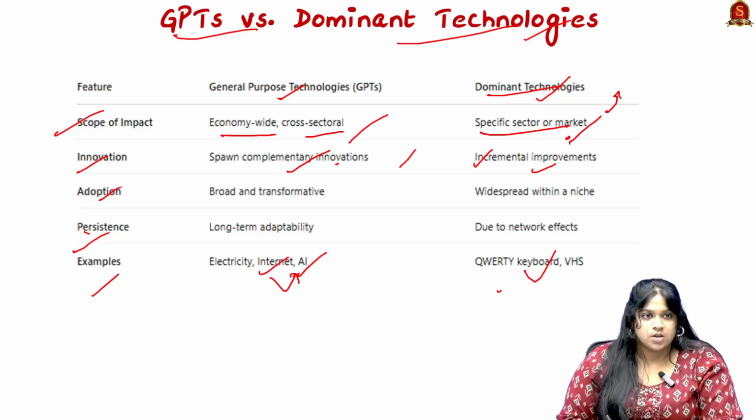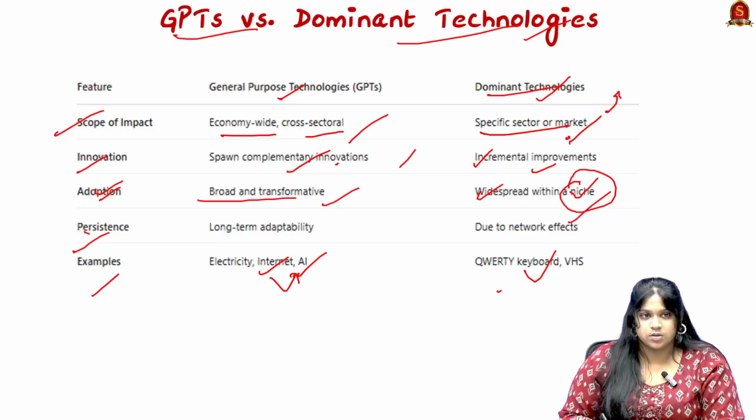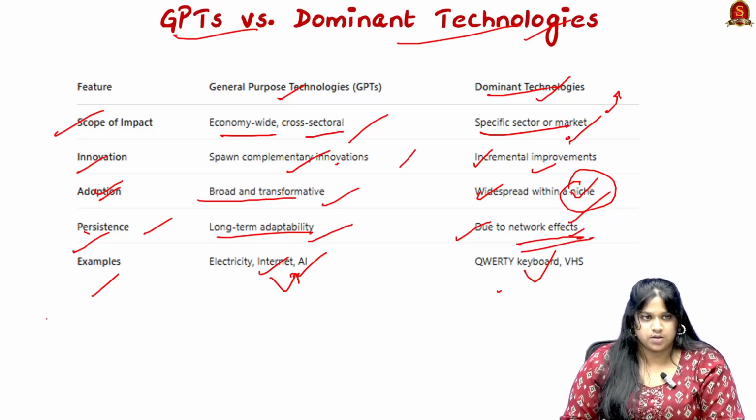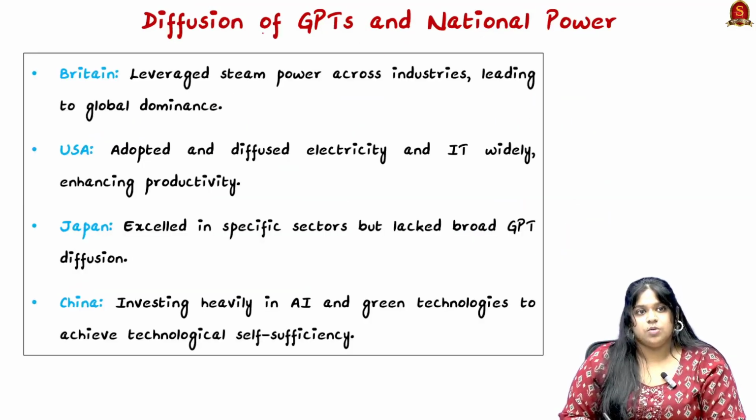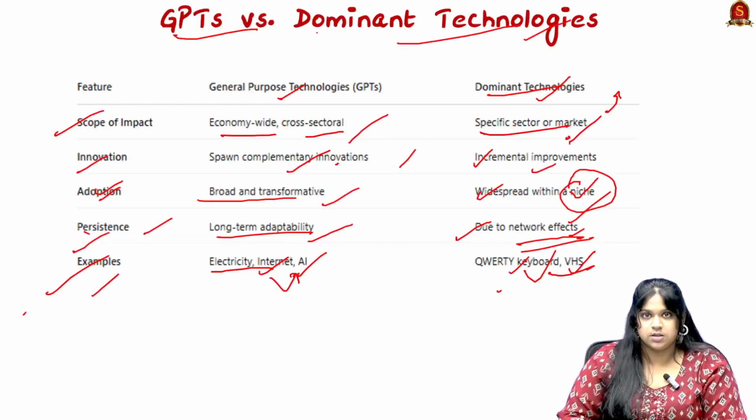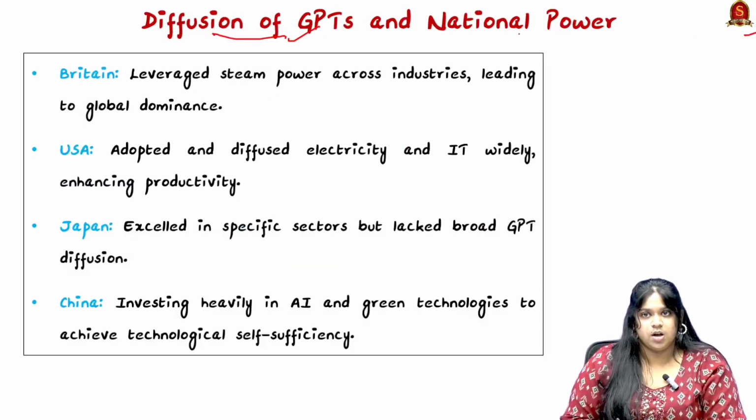So when it comes to adaptation, GPTs have broad and transformative capability, whereas dominant technologies work within a niche, that is, a specific sector, with widespread technology within their own circle. Looking into persistence, GPTs have long-term adaptability, whereas dominant technologies persist only due to network effects. So here we can take examples of AI and the internet, and for dominant technologies, you can take examples of VHS or the keyboard. Now, how does this diffusion of GPTs, that is, general purpose technologies, translate into national power or global power?